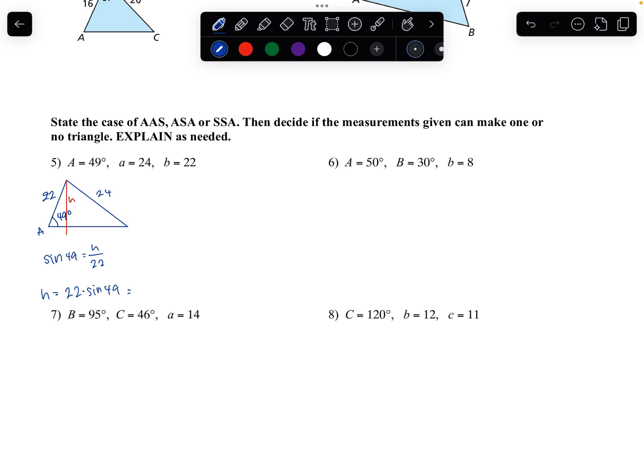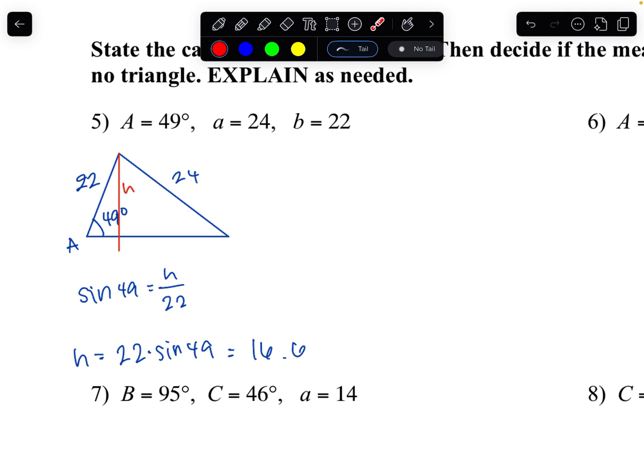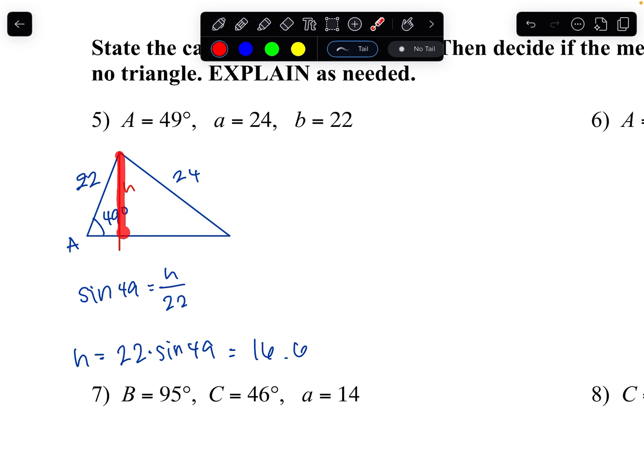If you've got a calculator in hand, go ahead and type in 22 sine of 49. Let's see, I'm in the wrong mode. And I've got, the height is 16.6. So this height is 16.6 right here.